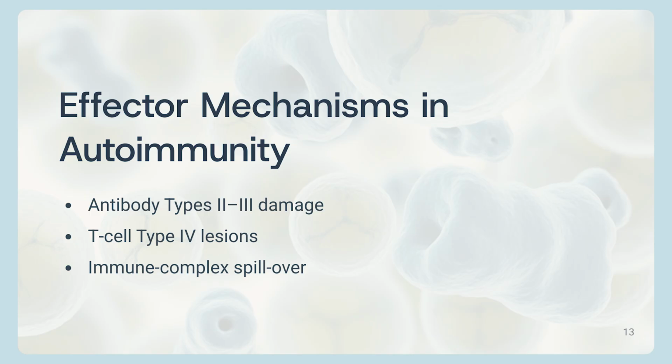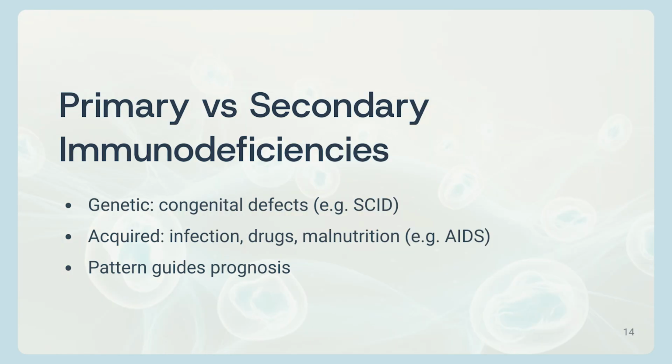In reality, autoimmune diseases often involve multiple mechanisms at once. So your own immune cells and antibodies, their normal reactions spill over and become harmful and cause tissue injury. Now, let's move from autoimmunity to immunodeficiency. Immunodeficiency happens when your immune system fails to protect you sufficiently, meaning it does its job, but not well enough.